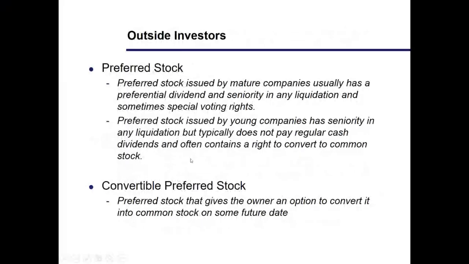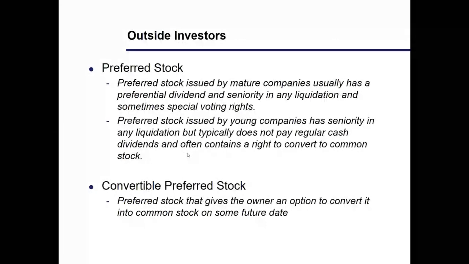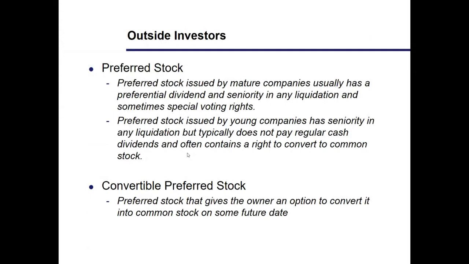Okay, so we have obviously the preferred stockholder. Preferred stock issued by a mature company usually has a preferred dividend and seniority in any liquidation, sometimes special voting rights, but most of the time you don't have voting rights. Preferred stock issued by a young company has seniority in any liquidation, but typically does not pay a regular cash dividend, and often contains the right to convert to common stock. And this is called convertible preferred stock. Okay, that gives you an option to convert into common stock at some future date.